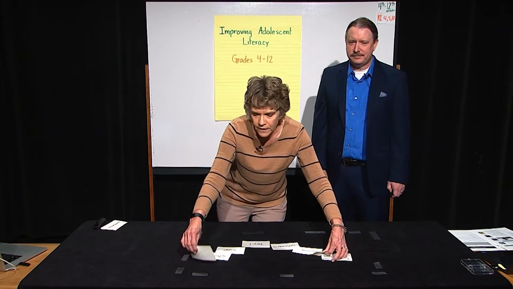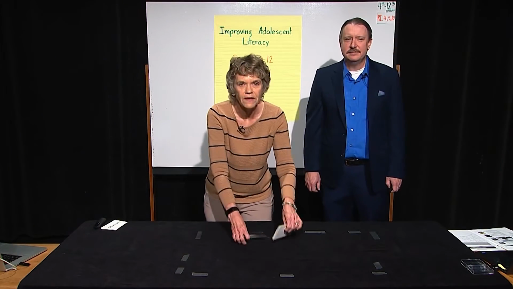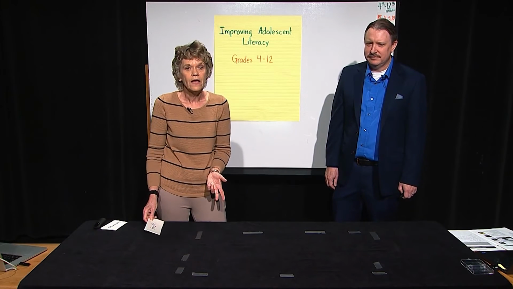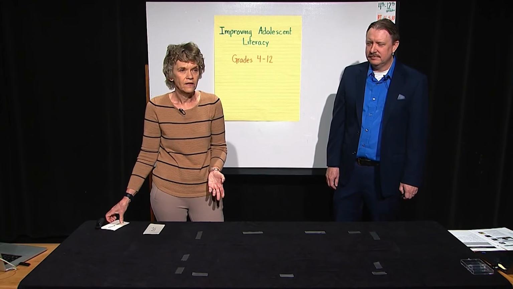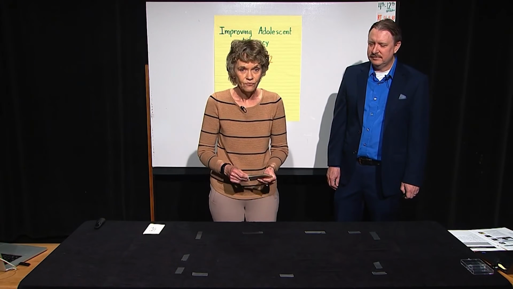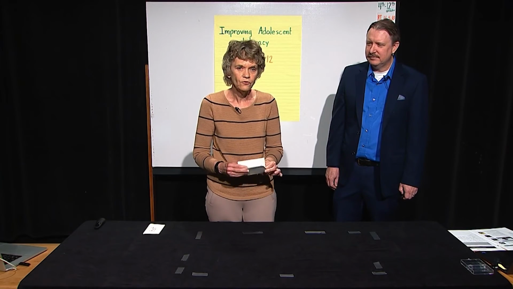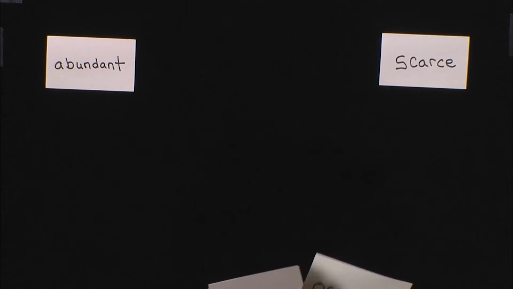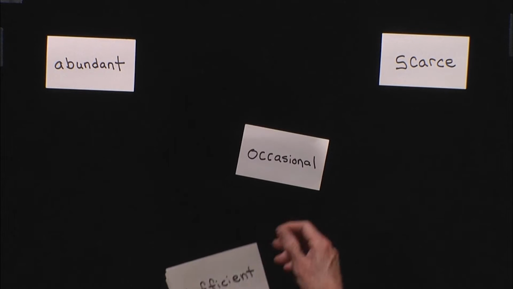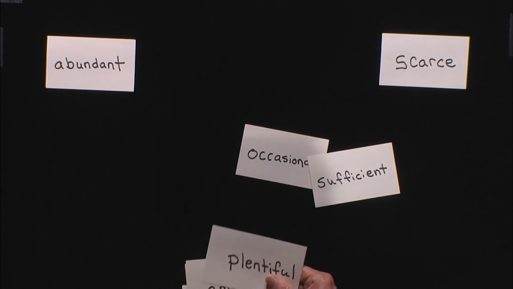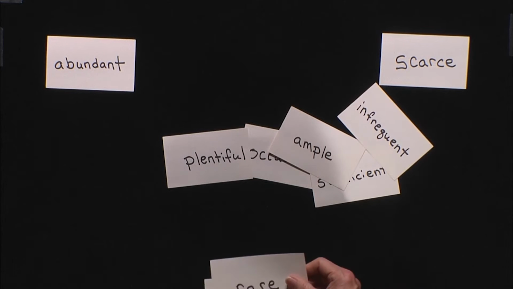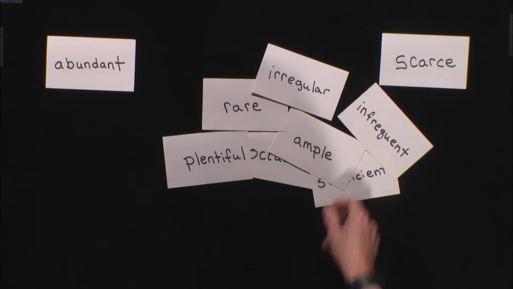Okay, so now we've seen a linear array. I've given you an example of my thinking as I created the array. And so now let's try the linear array that is provided in the infographic. So I again have two anchor words. This time, these words come from the article, Stranglers of the Tropics and Beyond: scarce and abundant. And so I have these words that I'm going to order in between them: occasional, sufficient, plentiful, ample, infrequent, rare, and irregular.